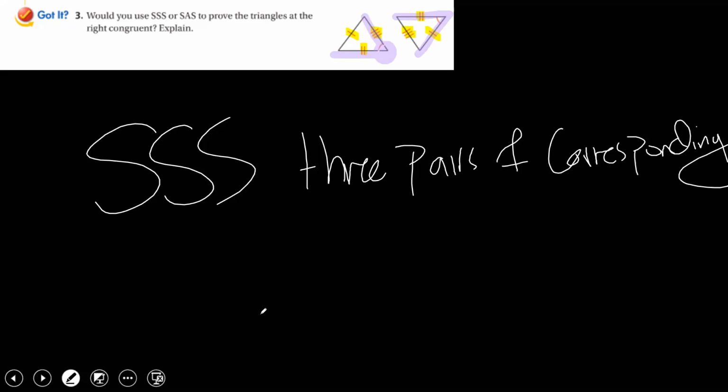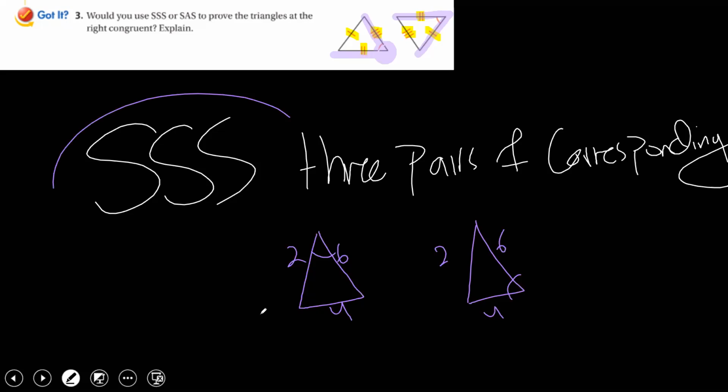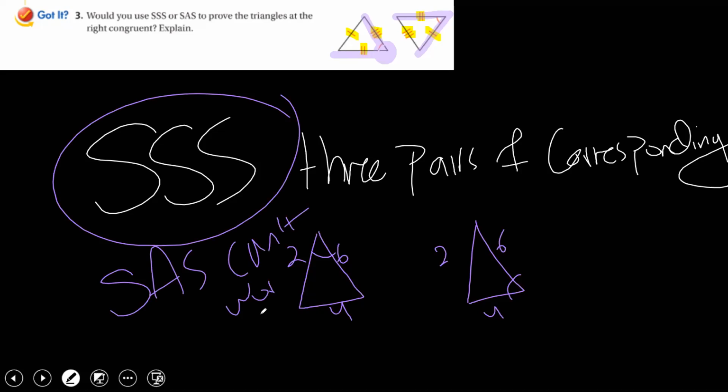But teacher, if I flip it? No, because here you have another name for the sides, like, for example, 2, 6, 4, and here is the angle. But in the second one, you have 2, 6, 4, but here is the angle. Are they the same? No. So I can use only SSS. The SAS cannot work. Is it clear? Yes.